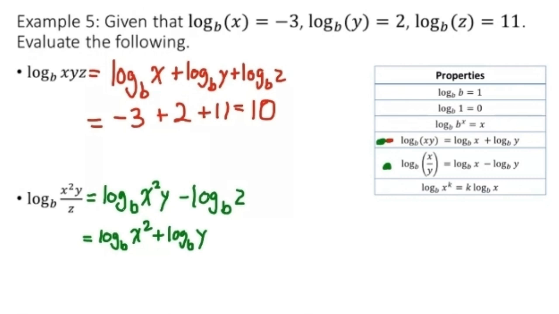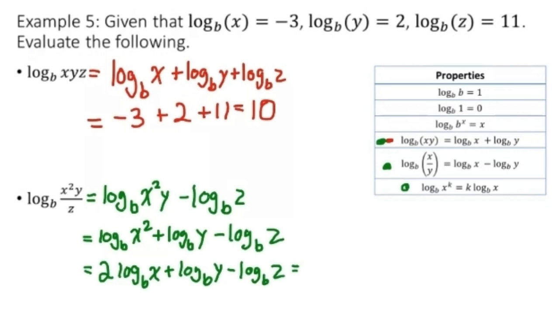As for the log base b of z, that is a known value. It's as simple as we can make it as well, so we won't do anything to the log base b of z. Looking at the log base b of x squared, we can apply the power rule, bring that 2 out in front as a coefficient, and we have that log base b of x squared y over z equals 2 log base b of x plus log base b of y minus log base b of z.